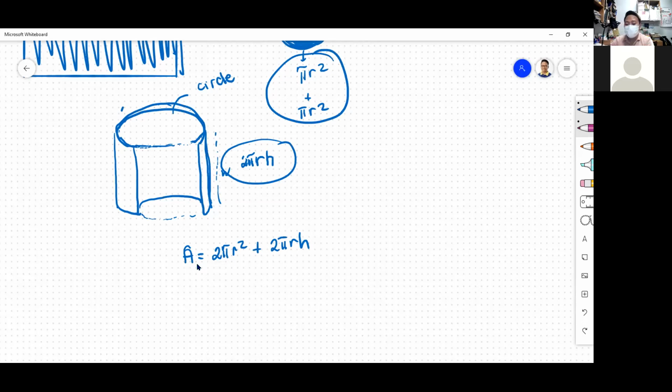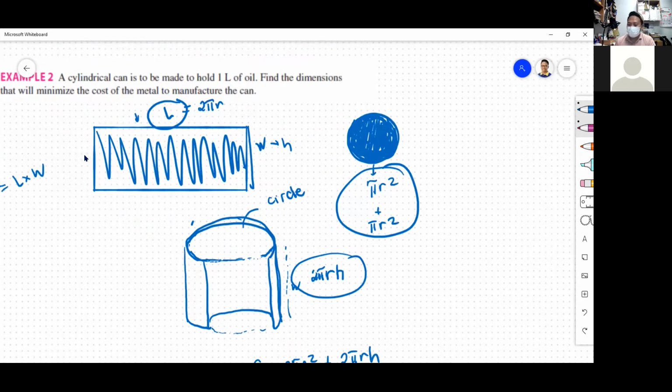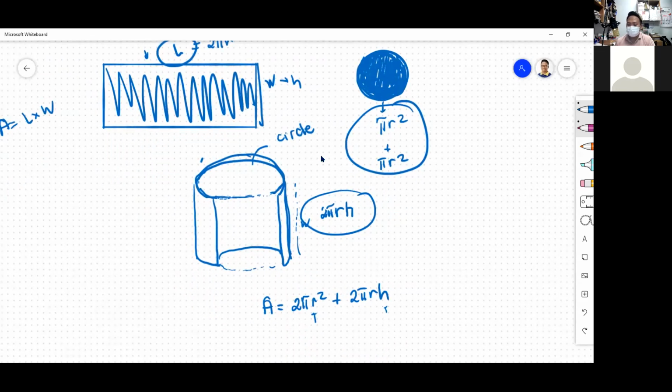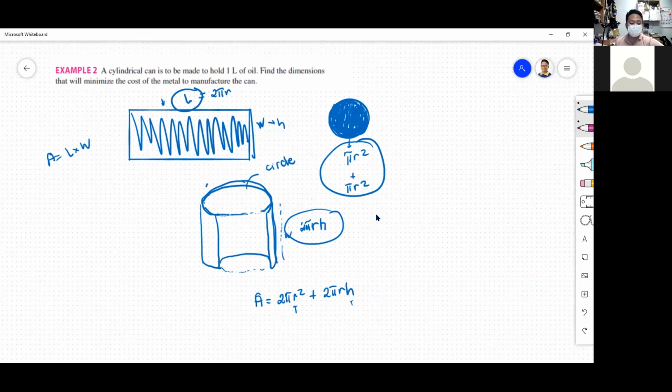Goods na. Karon, ang problema ani sir, we notice sir nga, sa right side of the equation, there are two different variables, which are r, which is the radius, and the height. Sir, dili ko ka automatically solve sa derivative ana, sir, because I have two different variables. What do you think?